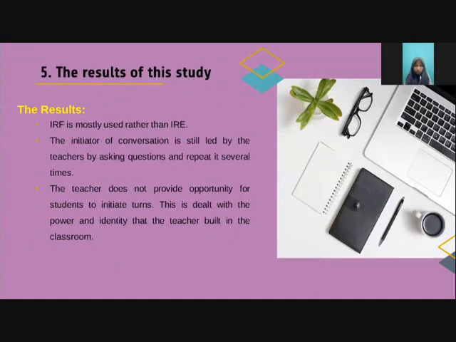Next, the results of this study. The first is initiation, response, and feedback is mostly used rather than initiation, response, and evaluation. Okay. The initiator of conversation is still led by the teachers by asking questions and repeating them several times. And next, the teacher does not provide opportunity for students to initiate the turns. This deals with the power and identity that the teacher builds in the classroom.